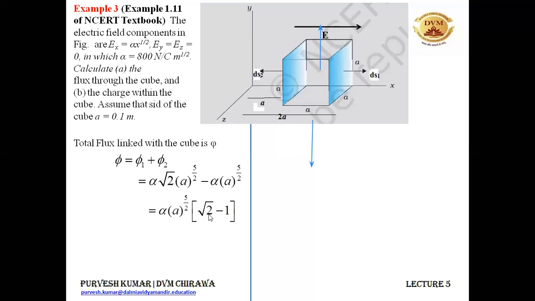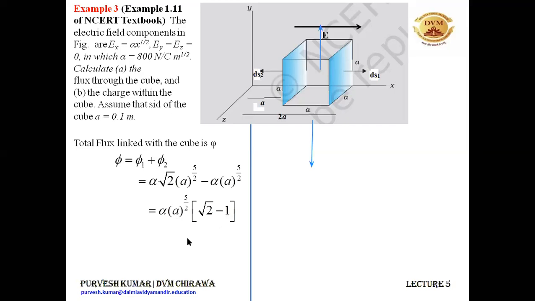The value of root 2 is 1.414. And when you subtract 1 from it, you will be getting 0.414. So in place of this, I can be writing 0.414. And alpha, it is given to you, is 800. The value of a is 0.1. It is given in the question. The side of the cube is 0.1 meter. So in place of this a, you can be writing 0.1 meter. In place of alpha, you can be writing 800. And in place of root 2 minus 1, you should be writing 0.414.